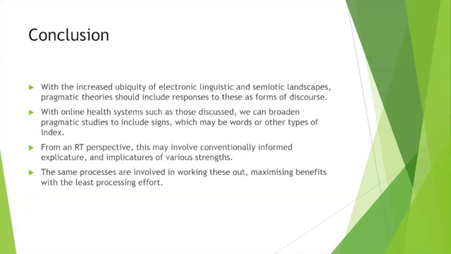So in conclusion, with the increased ubiquity, pragmatic theories should include responses to these as forms of discourse. So you've got online health systems, broaden pragmatic studies, including signs, words, other types of index. And from the relevance theory perspective, it may involve conventionally informed explicature and implicatures of various strengths. The same processes as, you know, involved in working these out. Maximizing benefits as you're walking around with the least processing effort.